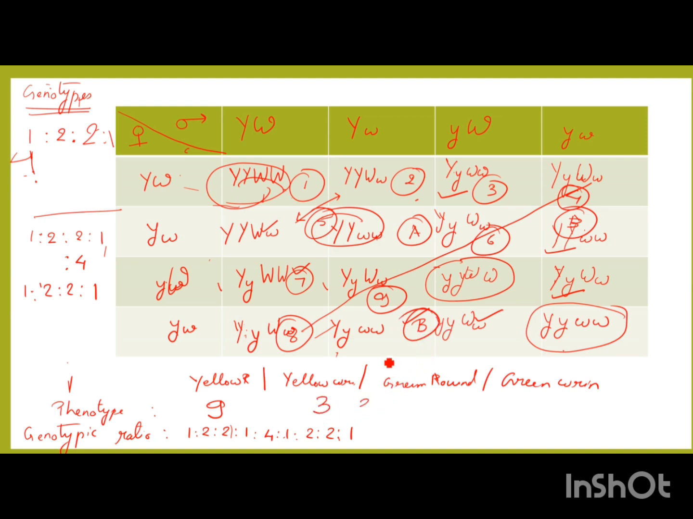When we talk about green and round, it is small y with small w. Again it will be coming as 1, 2 and 3. So it is 3 and 1 is green wrinkle. It is this one. So we have yellow round, yellow wrinkled, green round and green wrinkle, so it is 9 is to 3 is to 3 is to 1. This is the ratio we get after the law of segregation.